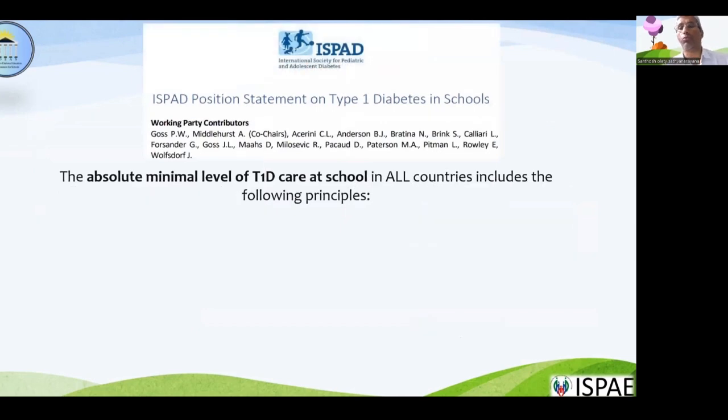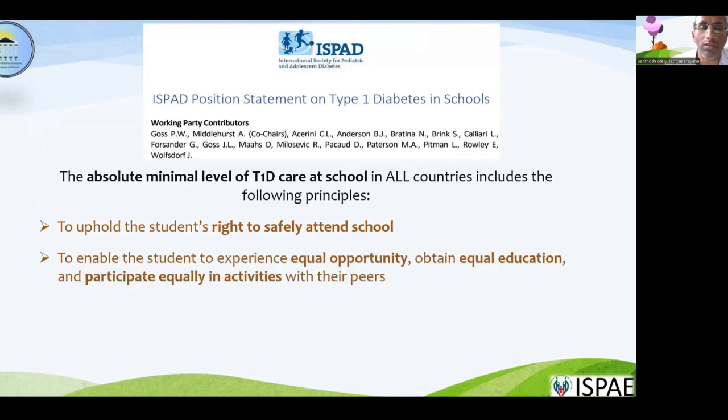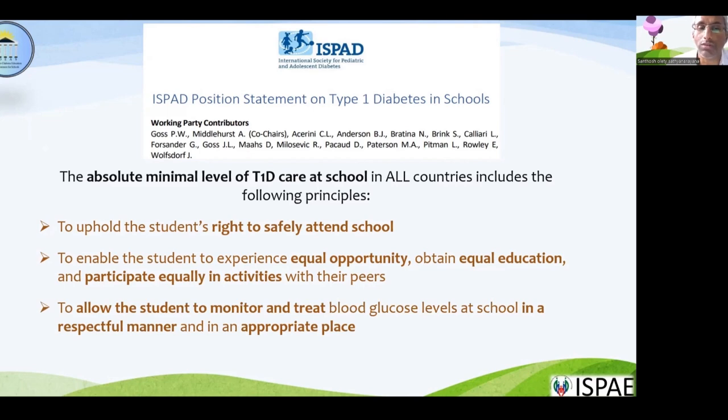So once we know how prevalent it is, it's important to also be aware of the absolute minimal level of type 1 diabetes care at school in our countries, and a few principles to follow for this. This was published in the ISPAD position statement on type 1 diabetes at school. Firstly, the principle is to uphold the student's right to safely attend school. Secondly, to enable the student to experience equal opportunity, obtain equal education, and participate equally in all activities along with their peers, and to allow the student to monitor and treat blood glucose levels at school in a respectful manner and in an appropriate place, which was the last principle.